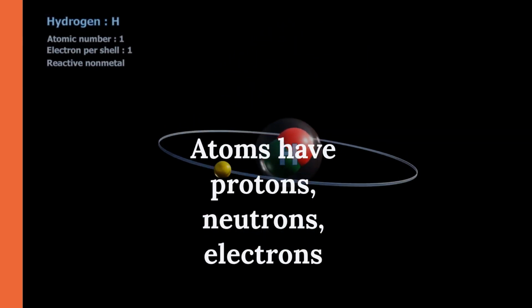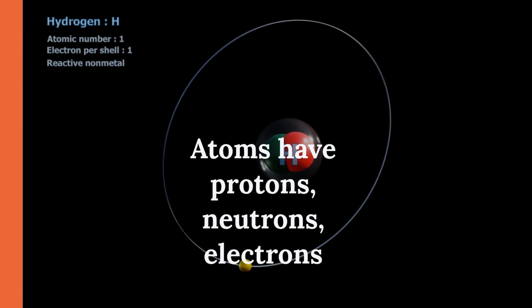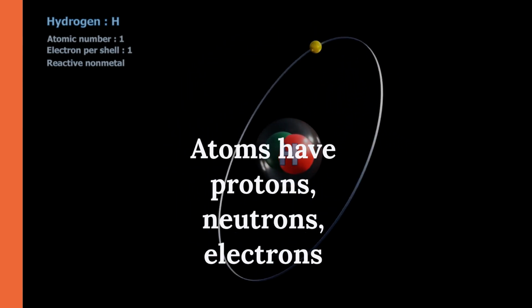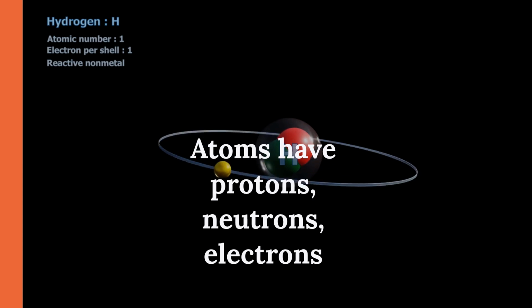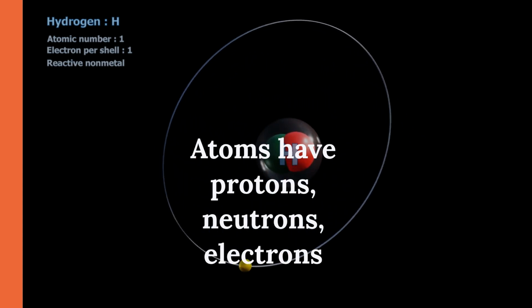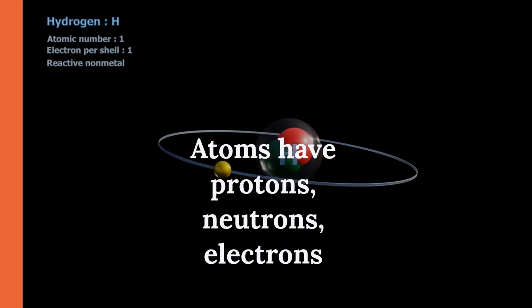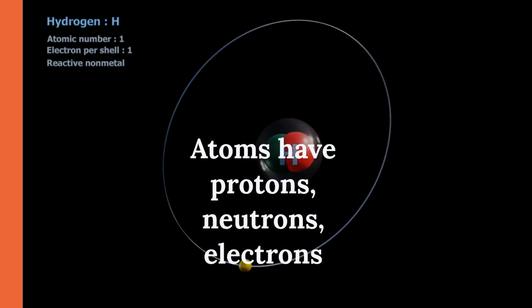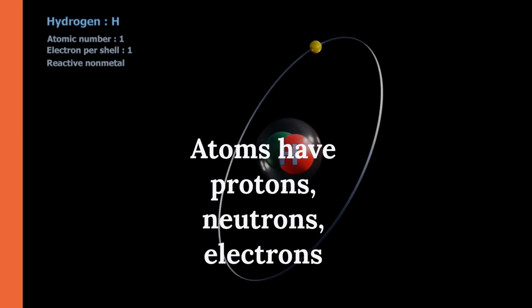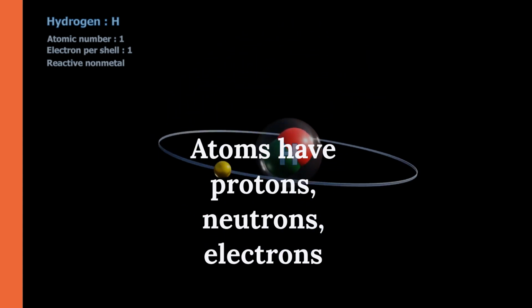Atoms consist of protons, neutrons, and electrons. Protons are positively charged and define the element. Neutrons, with no charge, add stability. Electrons, negatively charged, move in energy levels. Each particle plays a distinct role.